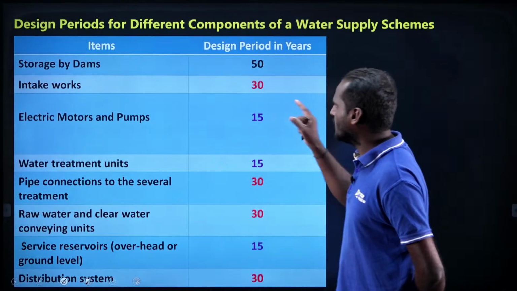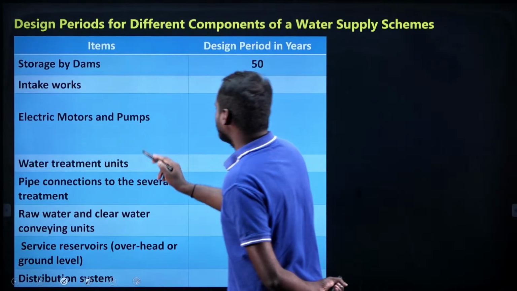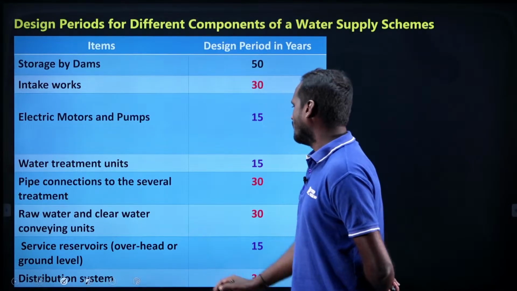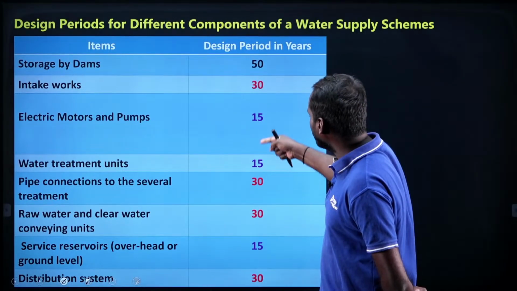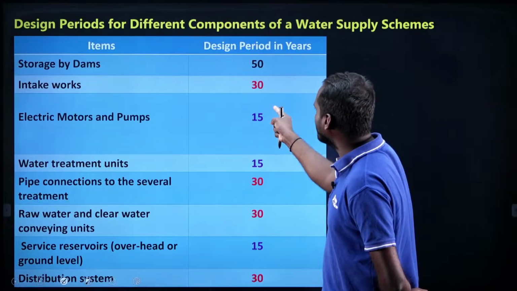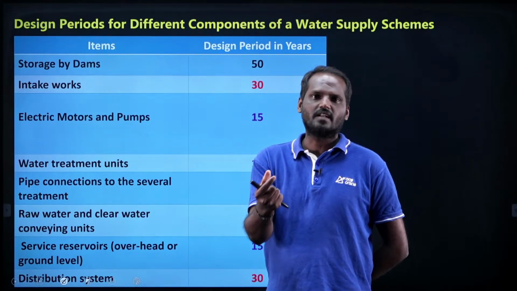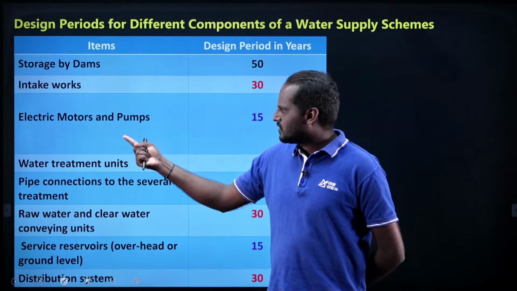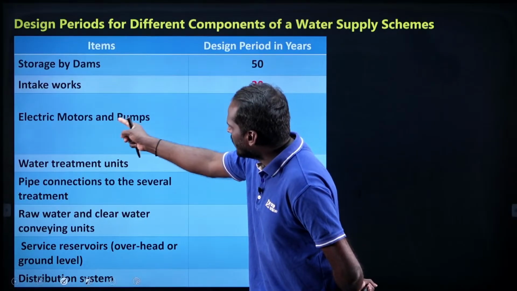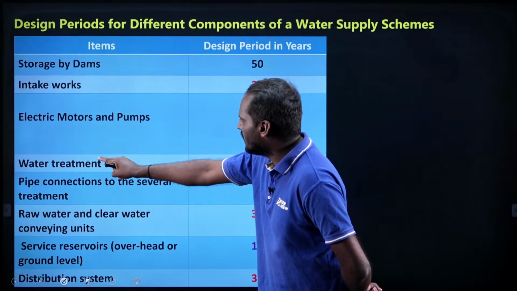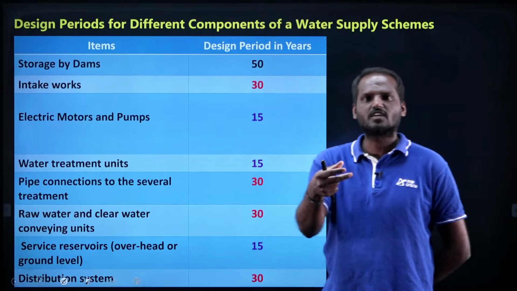If you look at the 15 values, electric motors and pumps, water treatment units, as well as service reservoirs, overhead reservoirs or ground level reservoirs, all those units have a design period of 15. Why 15? Whenever a unit needs maintenance and repair, its design period is relatively lesser. See, the electric motor and pump needs maintenance, and treatment units such as the sedimentation, coagulation and filtration units all require maintenance.